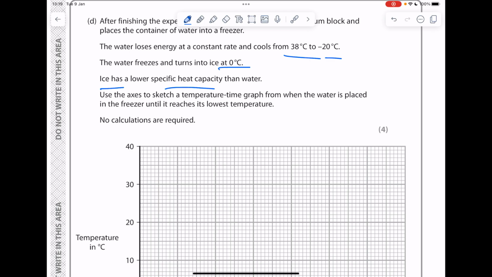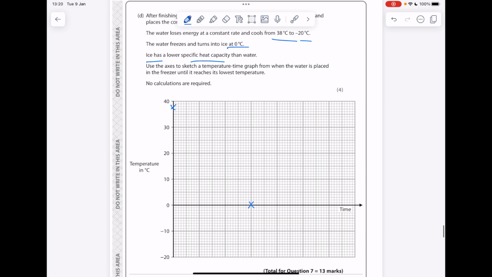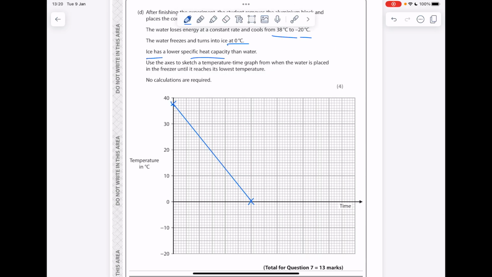So we are going to start at 38 degrees. We know that it's going to cool down to 0 degrees, so it doesn't really matter how long that takes. But then it's going to go all the way down to minus 20. Remember, it will take time for it to freeze, so we need a horizontal portion of the graph here. And then this point where it says the ice has the lowest specific heat capacity, that means it takes less energy to increase its temperature. So we'd expect the graph line to actually get a steeper gradient. So something like that. So do make sure that these gradients are different.